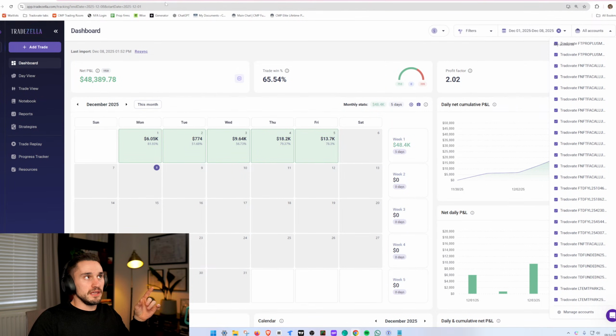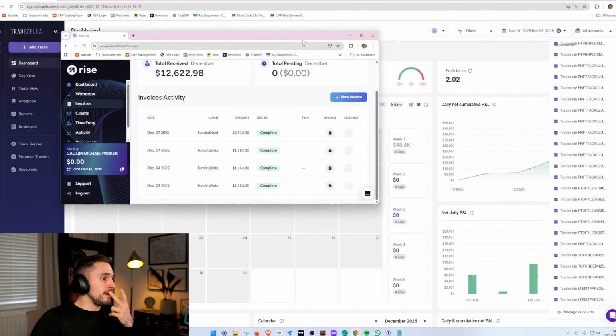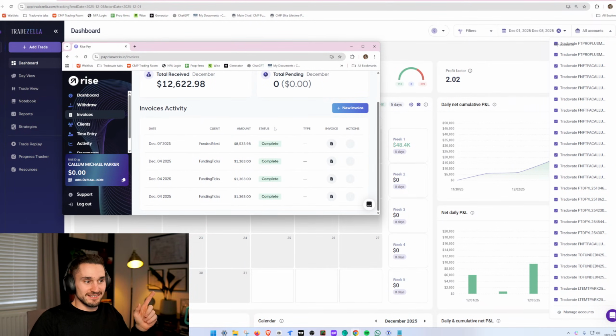I also got the payout from Funded Next. So huge congratulations. This is another firm that I've got a payout with for the first time. Funding Ticks was obviously the fourth, and then 3 days later was Funded Next, 8,500, which is pretty phenomenal.